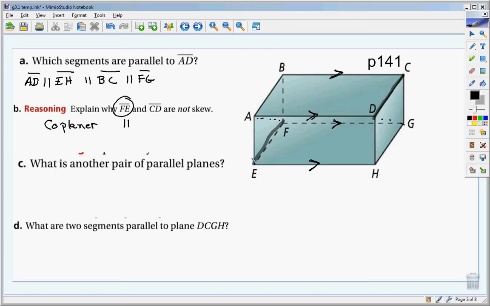So if it's like above it or like diagonal from it? It's got to be above or below. In other words, not on the same plane. And it better not be going the same direction, because if it's going the same direction, a plane does exist that actually would contain both of them. Okay?